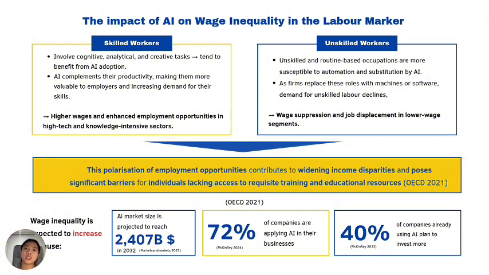And finally, wage inequality is expected to rise because the AI market is projected to hit 2.4 trillion USD by 2032, showing massive investment. And 72% of companies are already using AI, and 40% of those plan to invest in more. All of this means firms are doubling down on AI, driving up demand and wages for skilled workers while automating routine jobs, which widens the gap between high-skill and low-skill wages.